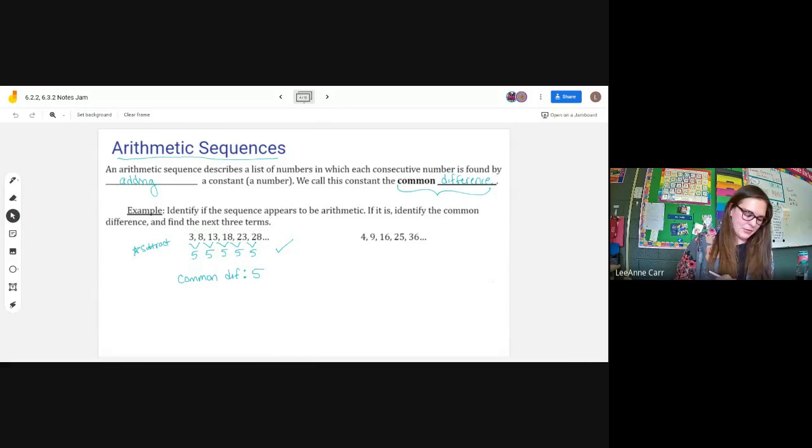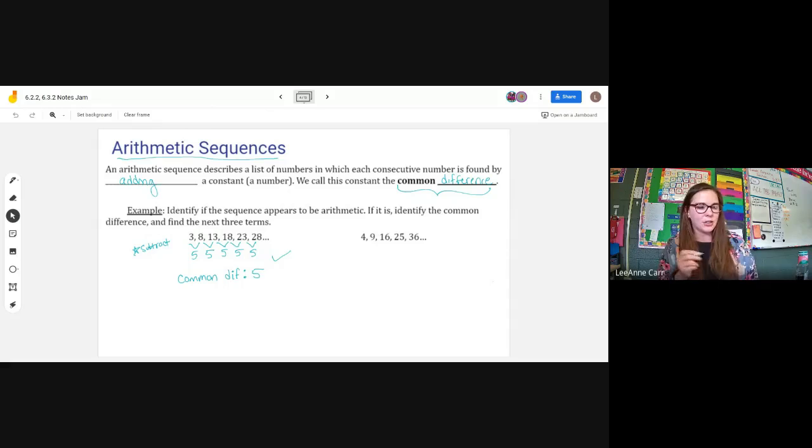That I is really bad. Let me fix that. So this is an arithmetic sequence with a common difference of 5. Notice that this question also asked us one more thing. It asked us to find the next 3 terms. So let's see if you guys can figure out, if this is an arithmetic sequence where I'm adding 5 every term, what would be our next 3 values here? Let's see if you guys can get me some numbers.